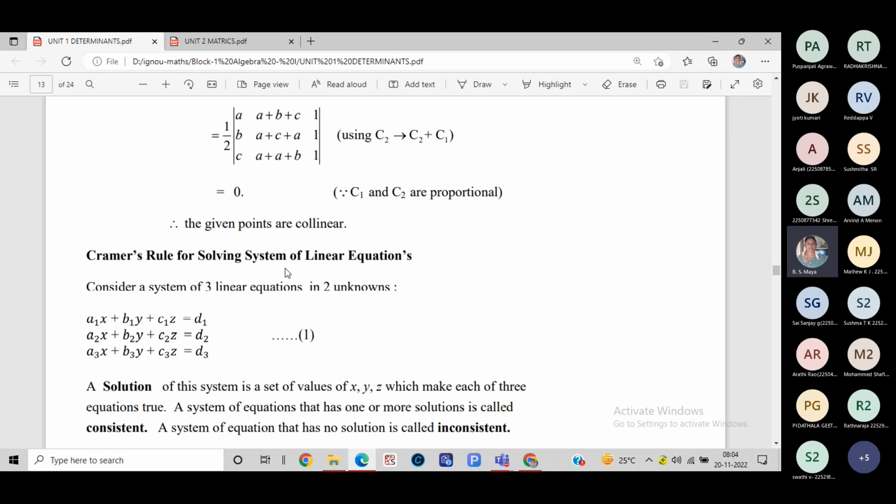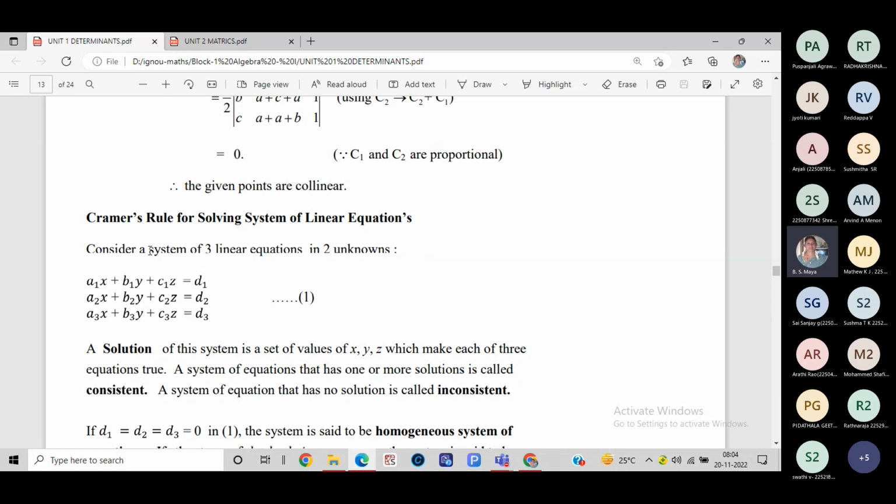Now we have to apply this. We have linear equations, any number of equations, and for each equation we have unknown values, represented like this. So we have three linear equations: a1x plus b1y plus c1z is equal to d1. Now a1, b1, c1, d1 are the constant terms, whatever values are given, the coefficients, and x, y, z are called unknown values. Our intention is to find the solution: what is x, what is y, what is z.